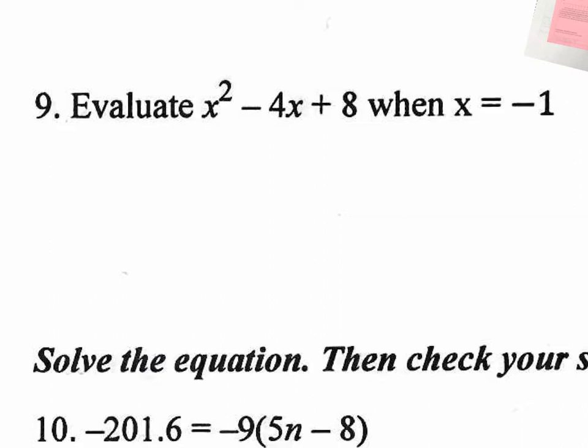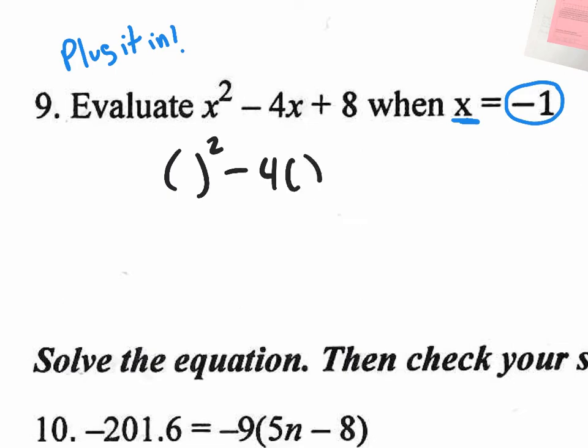So when they tell you to evaluate, that simply means what? Plug it in. All right, that's what it means. Plug what in? We're going to be plugging in a -1 into the x values because they tell us that x equals -1. Now, the mistake that I see you guys make when you evaluate, when you plug in, is that you don't use parentheses. So let's start this problem by rewriting x squared minus 4x plus 8, but with parentheses instead of x's. So I want to say x squared minus 4x plus 8.